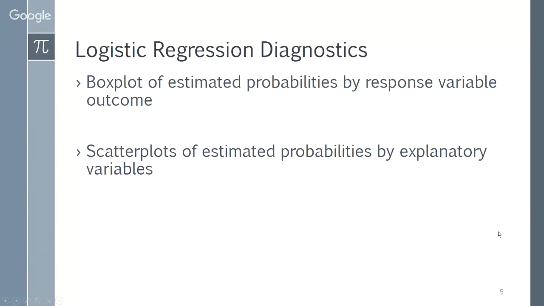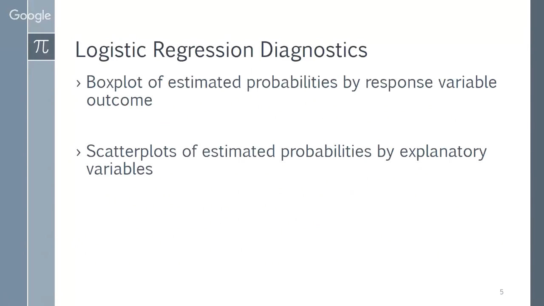So diagnostics, the tools that we use are going to be slightly different. Because our response variable is binary, a good tool to use, as opposed to a scatter plot of predicted values versus observed values, is a box plot now, because the response variable is either success or failure. So a box plot of our estimated probabilities, and they should be very different. Our estimated probabilities of success when the response is a success should all be very close to 1. And the estimated probability should be very close to 0 when the outcome is 0.